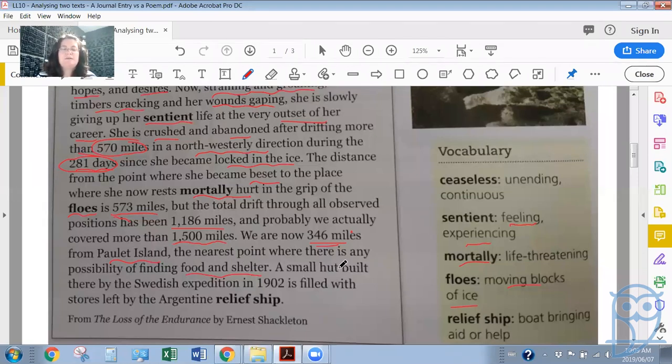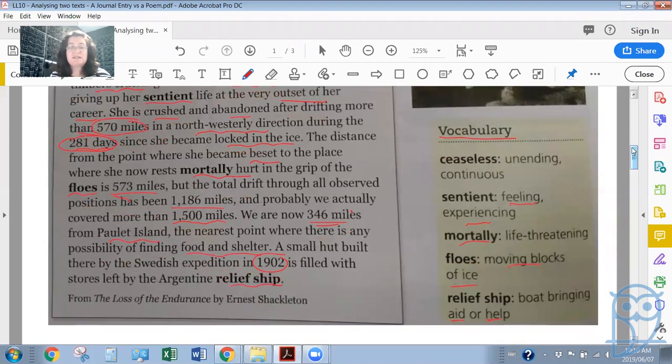A small hut was built there by the Swedish expedition in 1902 and is filled with stores left by the Argentine relief ship. So some Swedish expedition had built a hut in 1902, and luckily an Argentine relief ship, somebody that brings help or aid, has left some food there. Possibly in aid of any further expeditions that were going to take place. So what's nice about the student book is it gives you this vocabulary that you can look up, this glossary that can give you a bit more information as to what's going on in this extract. And the publication of his journal was called The Loss of the Endurance by Ernest Shackleton.